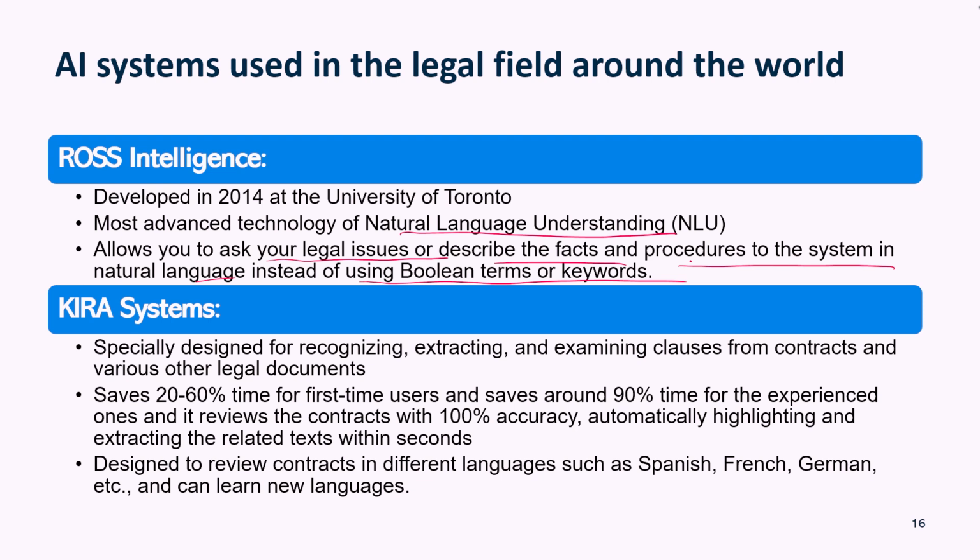It has speech recognition, and you may speak and describe the facts and procedures of your particular case to the system, and it accordingly helps you, because it is the most advanced technology of natural language understanding. Then we have Kira systems, especially designed for recognizing, extracting and examining clauses from contracts and various other legal documents. It saves 20 to 60% of time for first time users and around 90% of time for experienced ones, and it reviews contracts with 100% accuracy, automatically highlighting and extracting the related text within seconds.